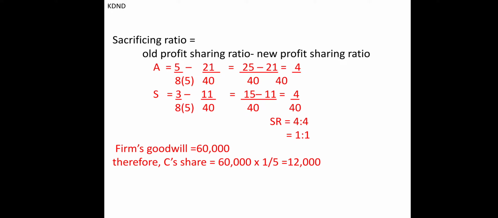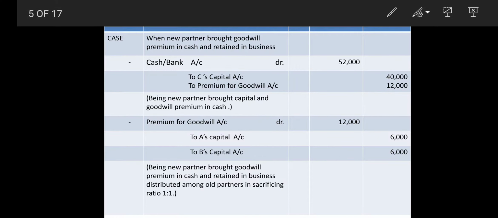Firm's goodwill given in the sum is 60,000. Therefore, C's share is equal to 60,000 multiplied by 1/5. That is the share of goodwill. We can find it out for the partner. That is 12,000.